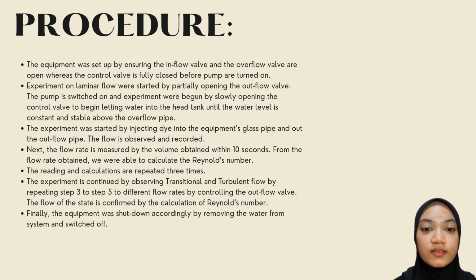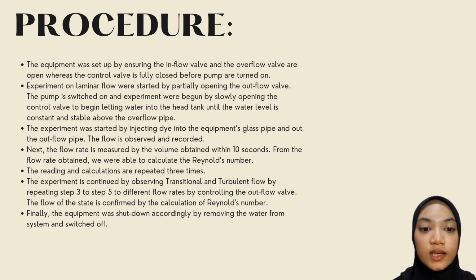The procedure of this experiment is that firstly, the equipment was set up by ensuring the inflow valve and the overflow valve are open, whereas the control valve is fully closed before the pump is turned on. Next, the experiment on laminar flow was started by partially opening the outflow valve. The pump is switched on, and the experiment will begin by slowly opening the control valve to begin letting the water into the head tank until the water level is constant and stable above the overflow pipe.